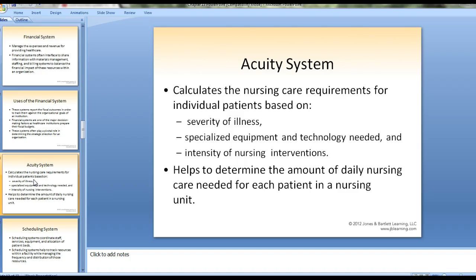If you have 6 LVADs in the hospital, but your acuity reads that on average you have 12 heart failure patients that might require VADs, you're going to need more. And so it helps determine the amount of daily nursing care needed, including equipment.